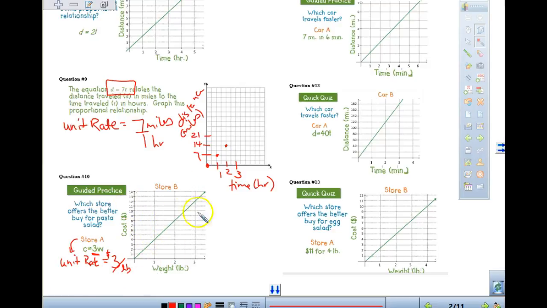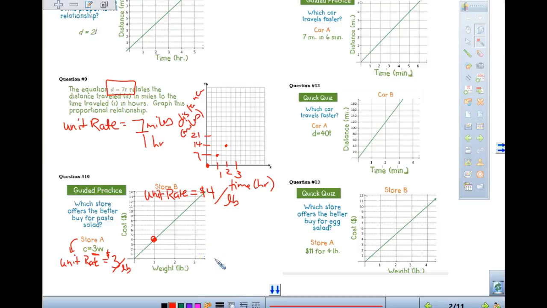Maddie, when I look at the graph, so this is kind of like how you're doing 11, 12, 13, so I'm not going to do all of these. So in this one, Maddie, what can I tell at 1? Can I tell the unit rate? For store B, it was what? $4. So unit rate for store B was $4 per pound.